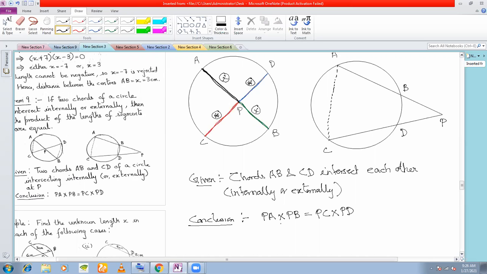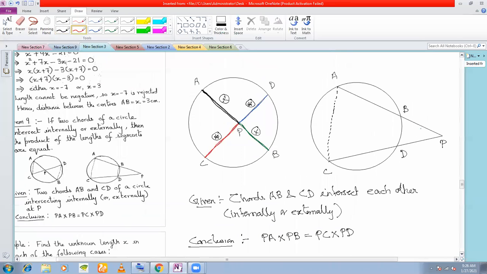What about the case where the chords intersect each other externally? What are the segments? Let us see the segments first. The segments here from the point of intersection are, this is one segment from the point of intersection, remember. This is one segment, okay, PA. This is another segment, PB, from the point of intersection. This is another segment from the point of intersection, PC.